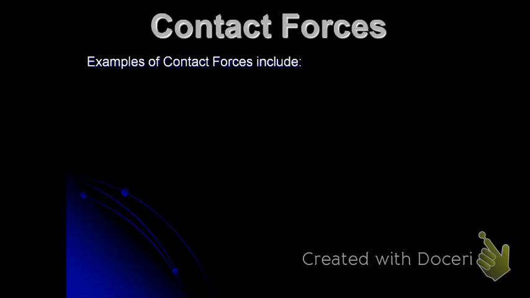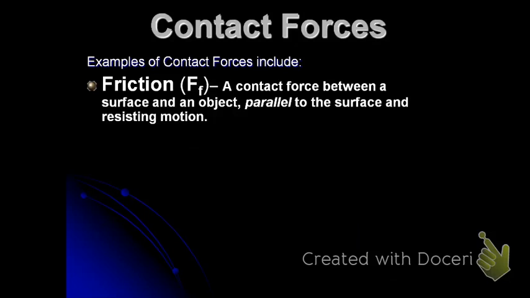So some examples of contact forces, some common examples. Some of these you may be familiar with, some of them you're probably not. The first one is friction. And notice the notation that we use for force: we use a capital F for force, and then a lowercase subscript there. So F_f is the force of friction. Friction is a contact force between a surface and an object that is parallel to the surface and resists motion. Does that make sense with what you understood about friction? Because you've heard of friction before. So it's parallel to a surface and resisting motion.